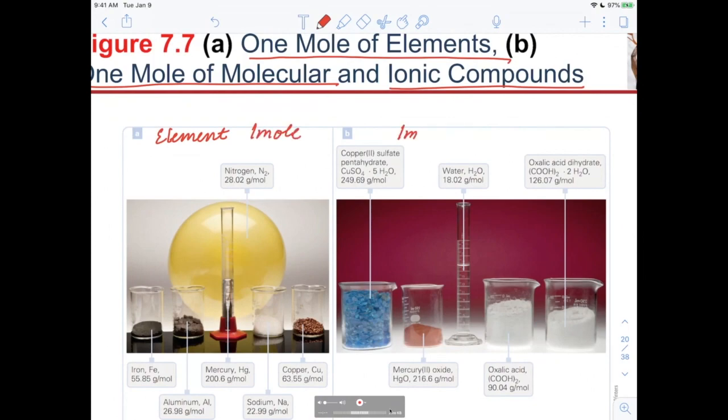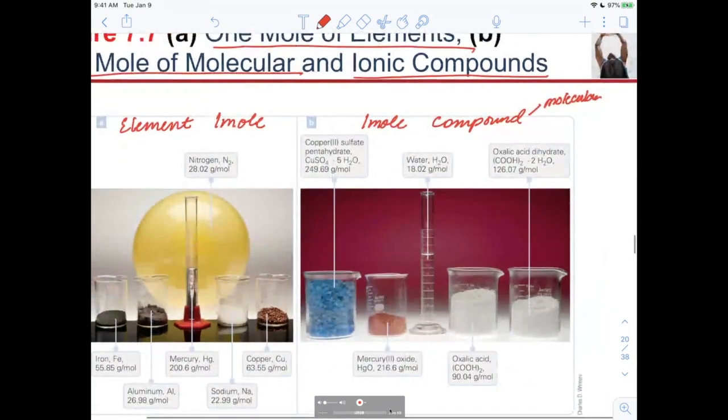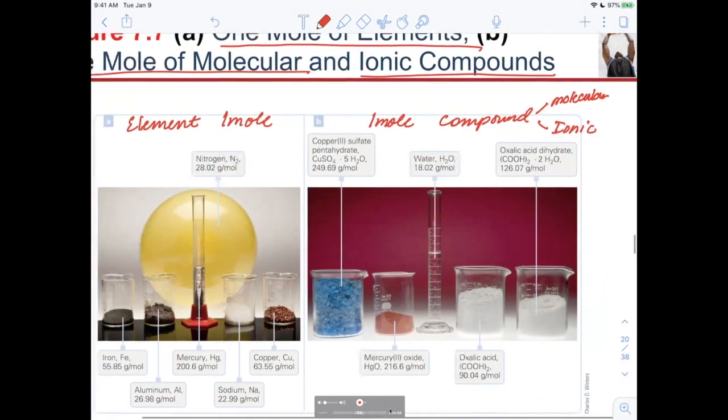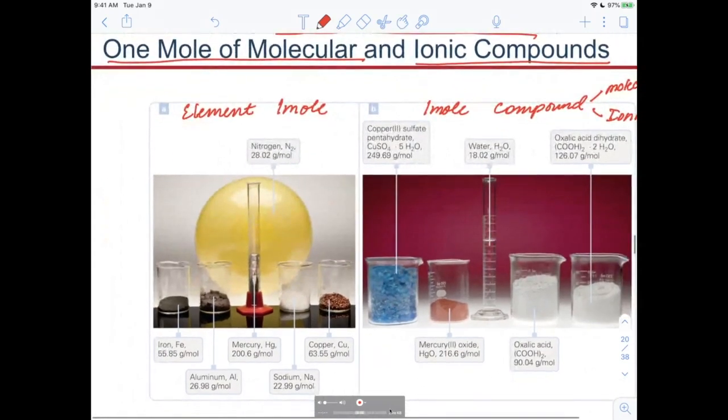On the right, we have 1 mole of compounds. But they made it a point to give us 2 different types of compounds. We have some that are molecular. Remember, molecular means non-metal. And then we have ionic. Ionic is metal, non-metal. I'm going to say it so much so hopefully you can hear it over and over, right? Okay, let's examine our elements on the left.